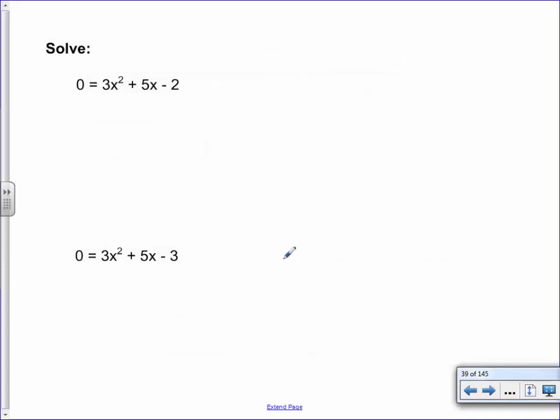Let's just practice these then. How would you factor this guy if you could? What are you looking for? Well, you're looking for numbers that add to give 5 and multiply to give minus 6. Remember, the 3 and the 2 have to go together to give that minus 6. Do such numbers exist?